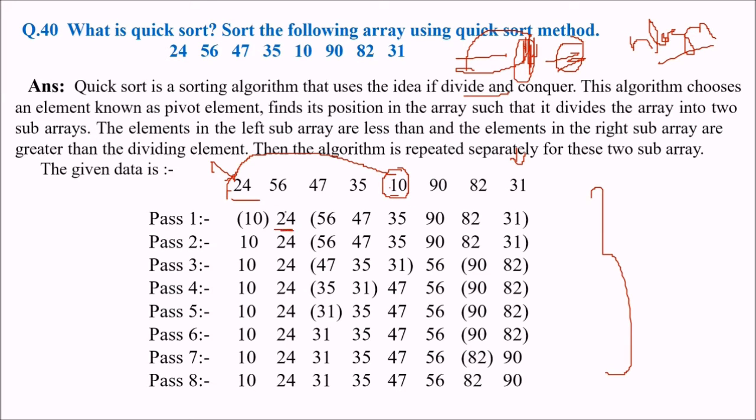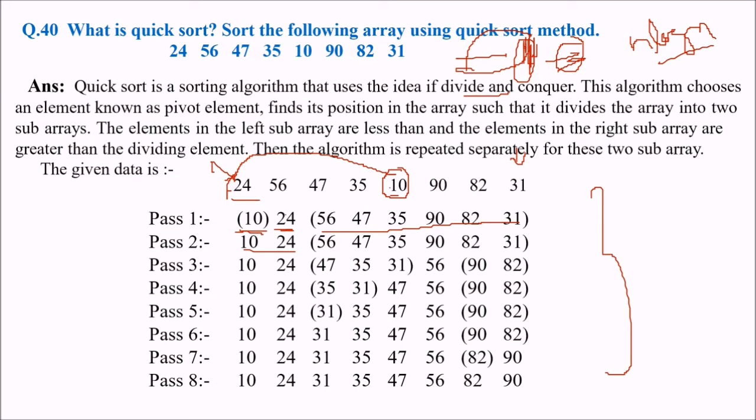So this is 24. We take 24 as the pivot element. Why are we taking it as the pivot element? That is to partition, because all the elements on the left side are less than 24, and all the elements on the right side are greater. So this is fine because all the elements are less. Now we are left with this part, so we need to apply the same theory to this partition also.